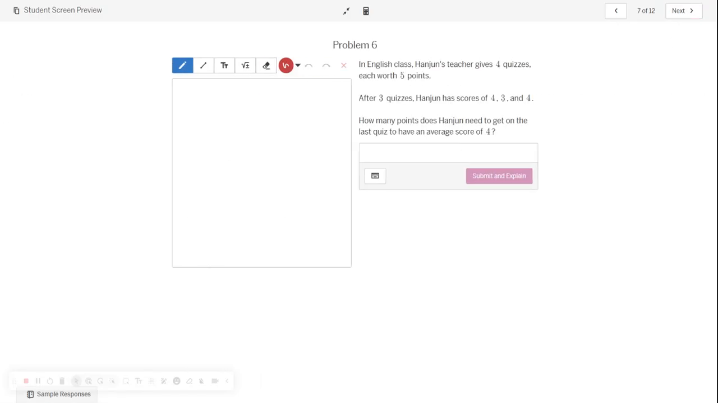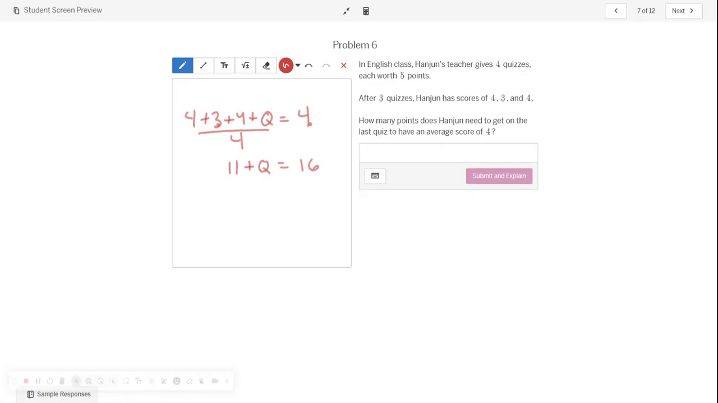Hanjun's teacher gives 4 quizzes worth 5 points each. After 3 quizzes, okay, so it's out of 5. So you have a 4 plus a 3 plus a 4 plus the thing you don't know. I'm going to put that one as a Q for quiz, and it equals, we want it to average 4. So I would have added them all up and divided by 4 to average 4. The first thing I'm going to do is add 4 plus 3 plus 4, which is 11 plus Q. And then I multiply both sides by 4, equals 16.